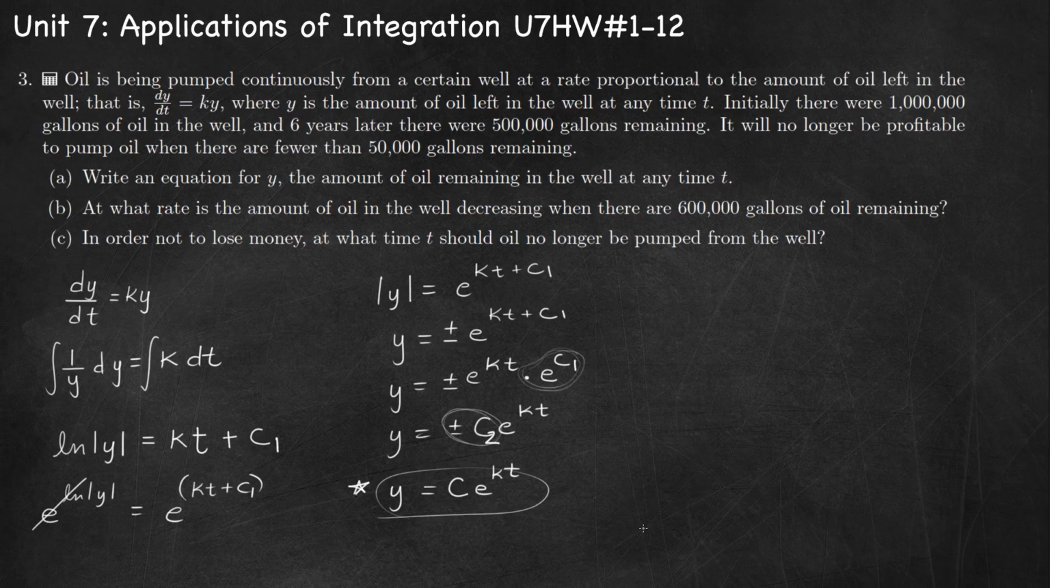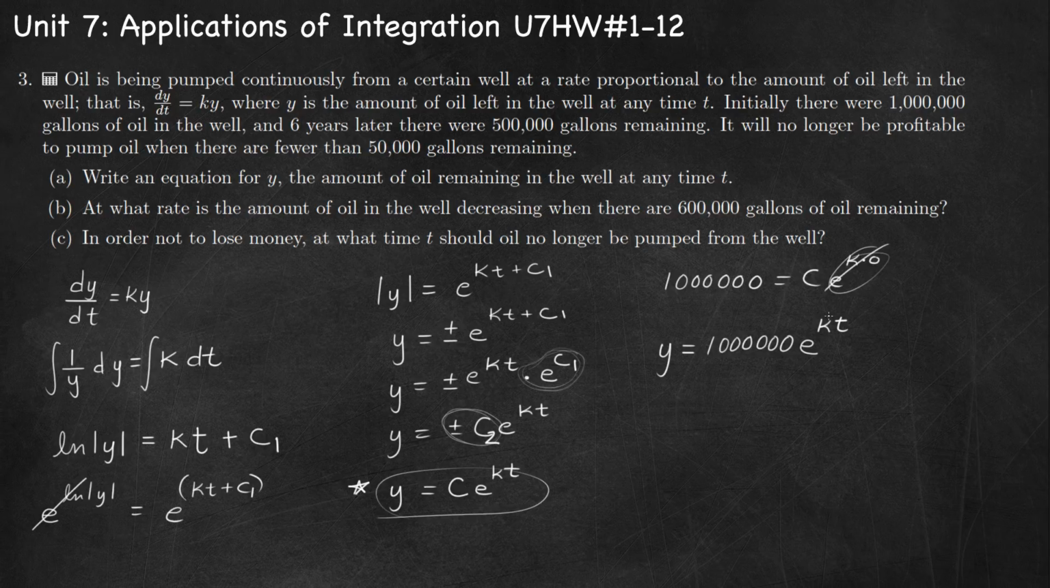To find the particular solution, we have to sub in some initial condition. And we were told that there were 1 million gallons of oil in the well initially, so at time 0. So now I can say when y is 1 million, t is 0, k times 0 is 0, e to the power 0 is 1, so this just becomes 1, and c is a million. So my particular solution is y equals 1 million e to the kt.